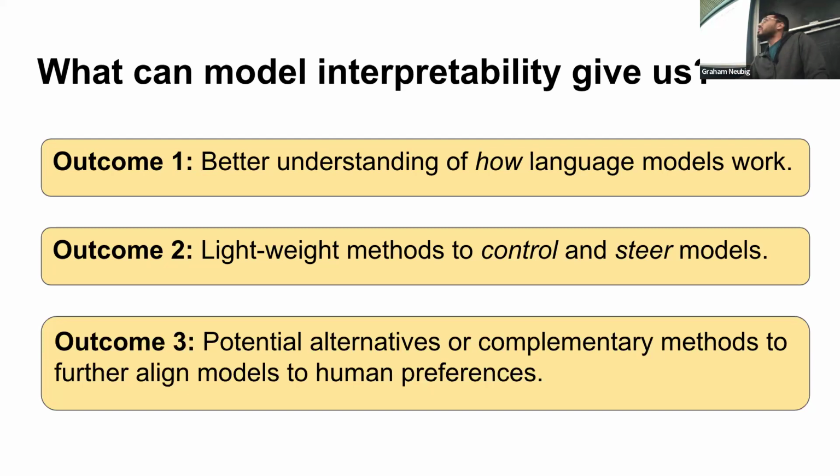And hopefully we can also find potential alternatives or complementary methods to do alignment. RLHF is kind of expensive. And if we could do this with limited data and exploit structure and information that's already in the model, more so than these methods, maybe we can align them better. And these things don't have to be alternatives. They can be complementary to RLHF.